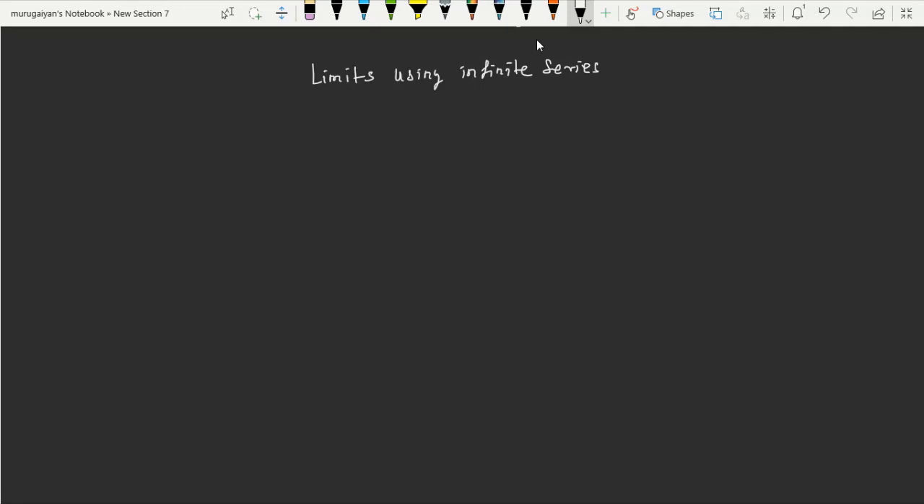Limits using infinite series. So what are the basic, familiar and useful infinite series? Now we have to list them out. So first, e power x. E power x in infinite series form is 1 plus x by 1 factorial plus x square by 2 factorial plus x cube by 3 factorial plus x power 4 by 4 factorial, keep going. This is an infinite series.